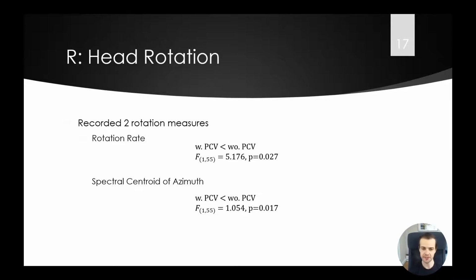And we observe a significant difference where participants exposed to perspective compensated view had lower glancing measures, which tells us that they were more aware of the game field.